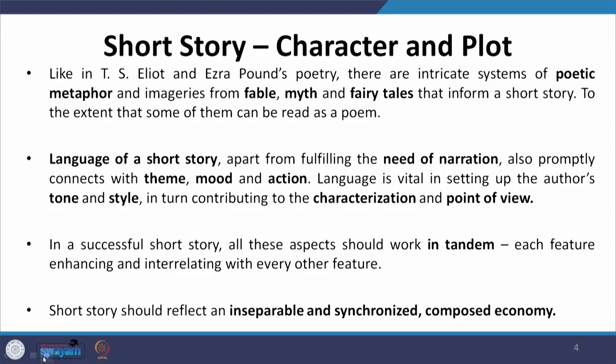In terms of language, multiple use of sounds and words make the short story comparable with lyric poetry. So, like in T.S. Eliot and Ezra Pound's poetry, there are intricate systems of poetic metaphor and imageries, drawn from fable, myth, and fairy tales, which inform the short story. And these poetic metaphors and influences from folk tales, from ballads, myths, are such that some of the short stories can actually be read as an extended poem.